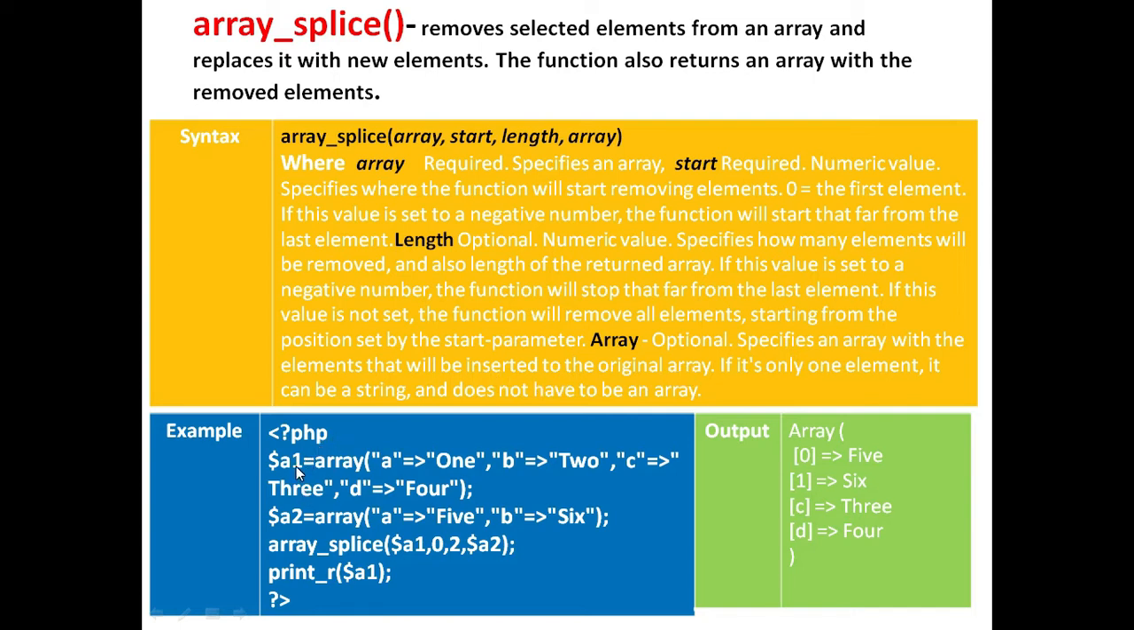Here I define two arrays A1 and A2. A1 contains 1, 2, 3 and 4 as the values and A, B, C and D as the keys. And A2 contains A, B as the keys and 5 and 6 as the values. When I use the array splice method with A1, 0, 2 and A2, the first two elements of A1 are replaced with 5 and 6 and the last two remain 3 and 4 from the original array.